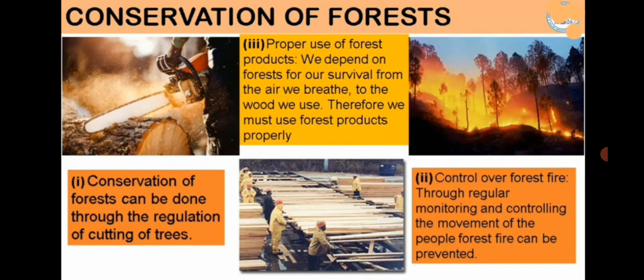Conservation of forest. Conservation of forest can be done through the regulation of tree cutting, control over forest fires, and proper use of forest products. Through regular monitoring and controlling the movement of people, forest fires can be prevented. We also depend on the forest for our survival, from the air we breathe to the wood we use. Besides providing habitat for animals and livelihood for humans, forest products are among the most essential things of our day-to-day life. Therefore, we must use forest products properly.